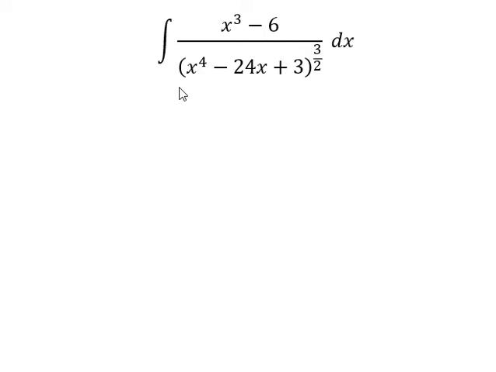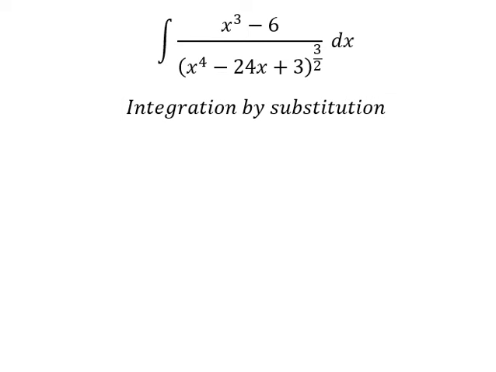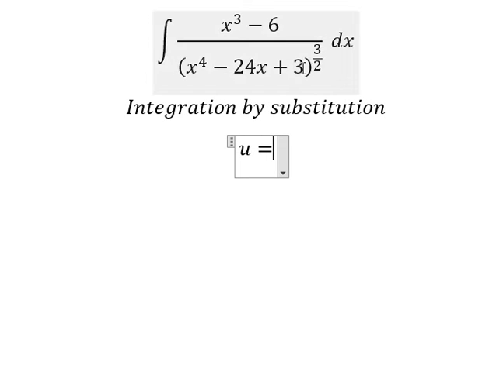The topic today is about integration. So now I will show you how to answer. We need to use integration by substitution. So I need to put u equals this one.